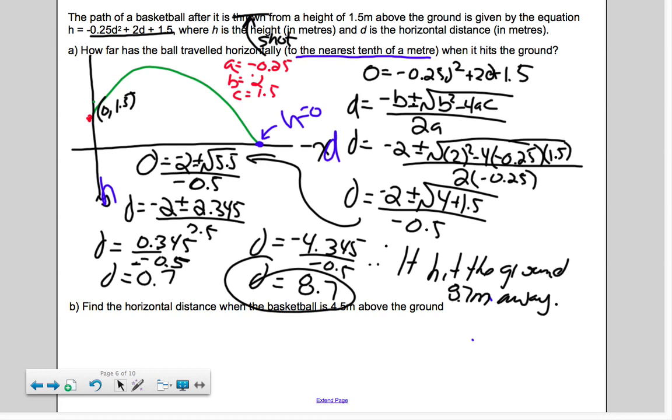Okay? So really this is just an application of the quadratic equation. Wait, when did you get 8.7 after D equals negative 4.35? Well basically it's negative 4.35 multiplied by negative 2. Dividing by a half is the same as multiplying by 2. Right, yeah.